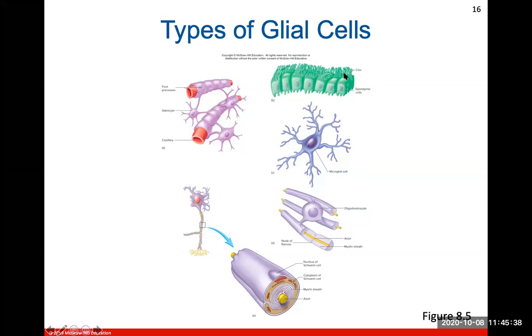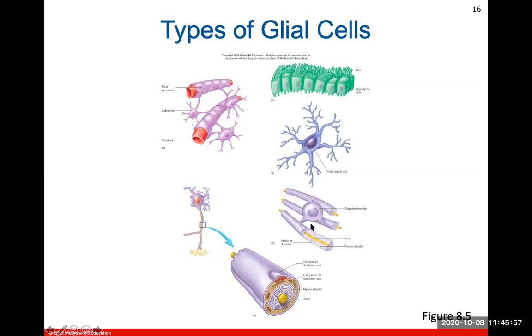Here are the ependymal cells. They have cilia on them. They will line the ventricles of the brain that contain the cerebrospinal fluid, so the cilia just help keep it moving. Here's a microglial cell. Again, that's like the garbage collector. It'll engulf any bacteria that needs to get taken out of the brain.